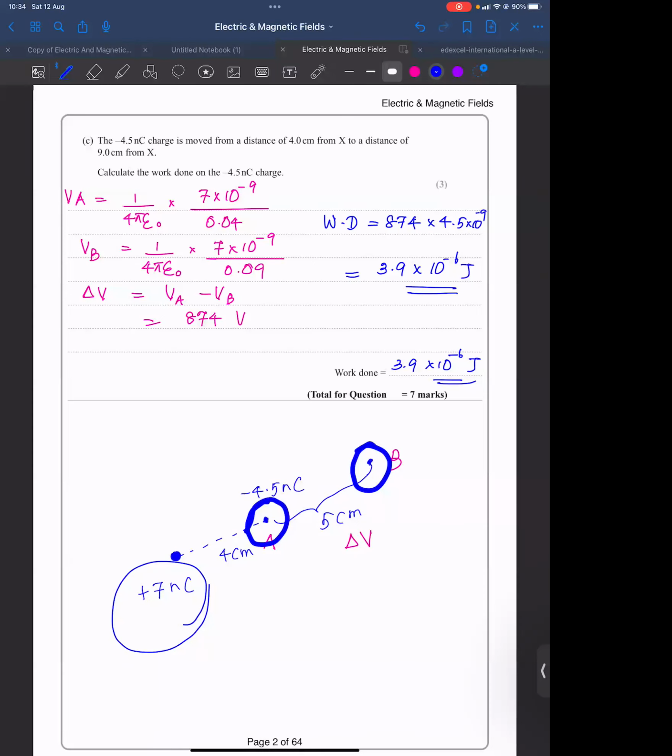So Ansukam, what is the formula used for work done? Work done is the potential difference multiplied by the charge that you are moving, right? The potential difference between the 2 points multiplied by the charge.